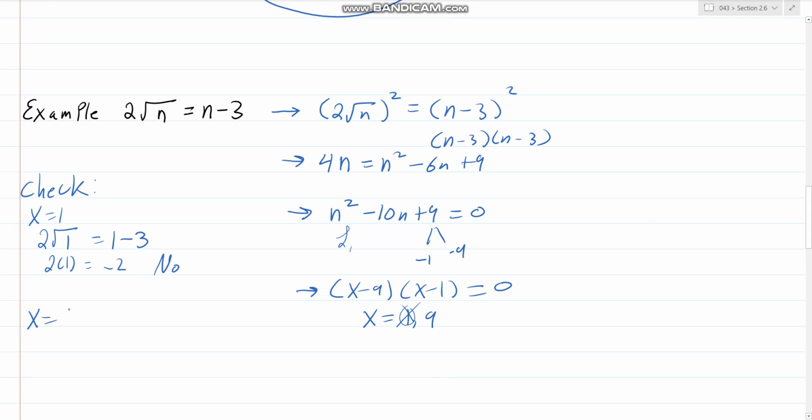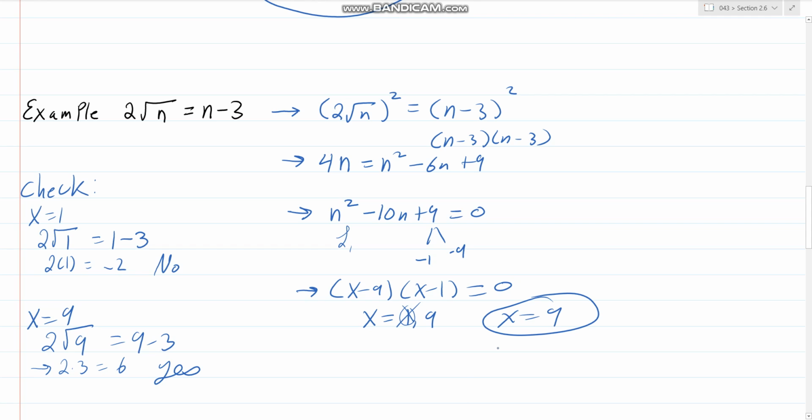Does the 9 work? n equals 9. I have 2 times the square root of 9 equals 9 minus 3. Let's see. The square root of 9 is 3, so I have 2 times 3 is equal to 6. Yes, that is true. So n equals 9 is the only answer. Why are we getting an erroneous answer here? It's because we squared both sides, but we had to square both sides to do it. We're just losing a little information when we do that. So we have to be careful, and we actually have to check our answers. When you get two answers, it's a good technique to check both of them by plugging them in to see if they actually work.